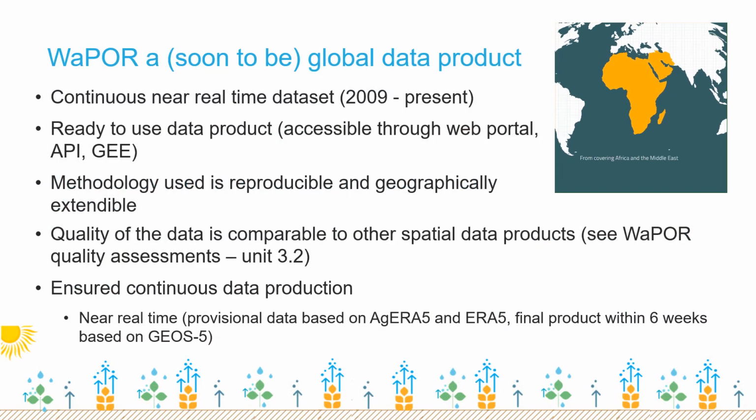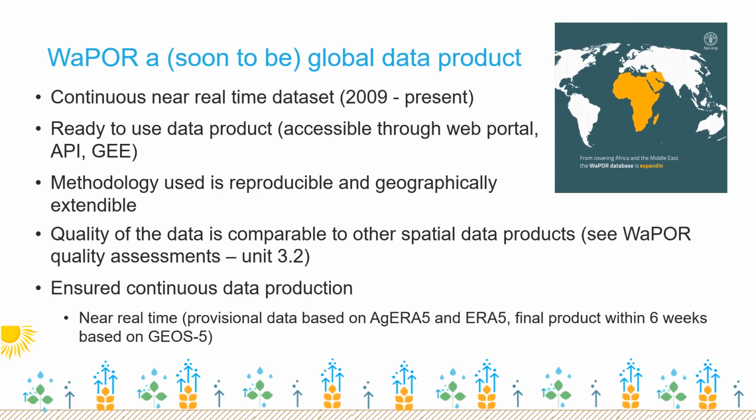Some of the key advantages of the WaPOR data are listed here. With the WaPOR soon to be a global data product, the information can be accessed for all locations on the globe. It presents a near real-time dataset with data available at decadal, meaning roughly each 10 days, time steps from 2009 to present. The data is accessible through various ways, through the WaPOR portal, API, and Google Earth Engine.